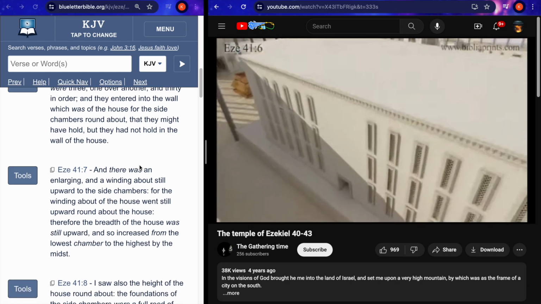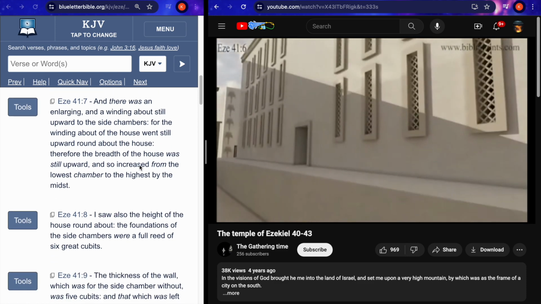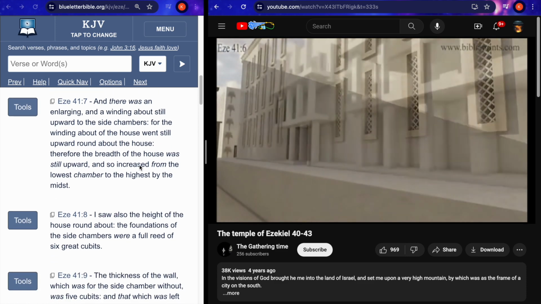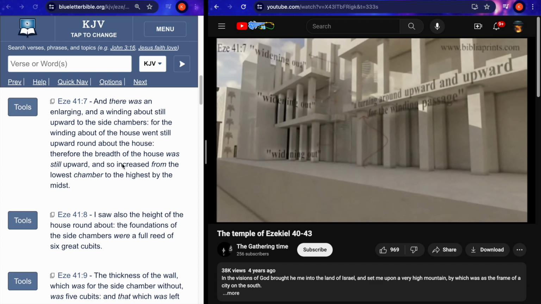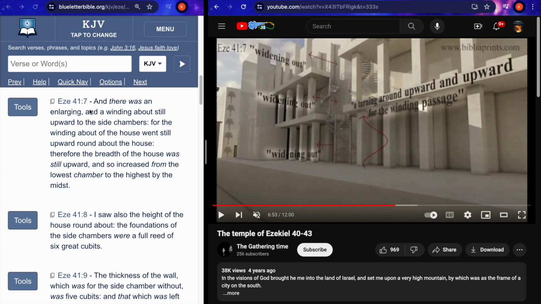All right, verse 7. Or I guess maybe we're still on verse 6. Okay, now we're on verse 7. And there was an enlarging and a winding about still upward to the side chambers.